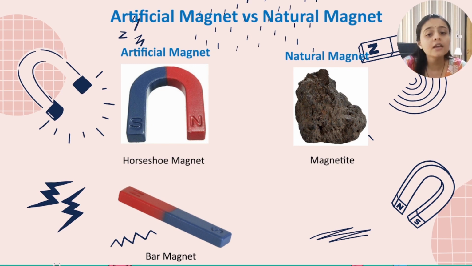Here on the left-hand side we can see the artificial magnets: the horseshoe magnet and the bar magnet. The horseshoe magnet is given that name because it looks like a horseshoe. And the next one is the bar magnet. It looks like a chocolate bar, so the name is given to it as bar magnet.